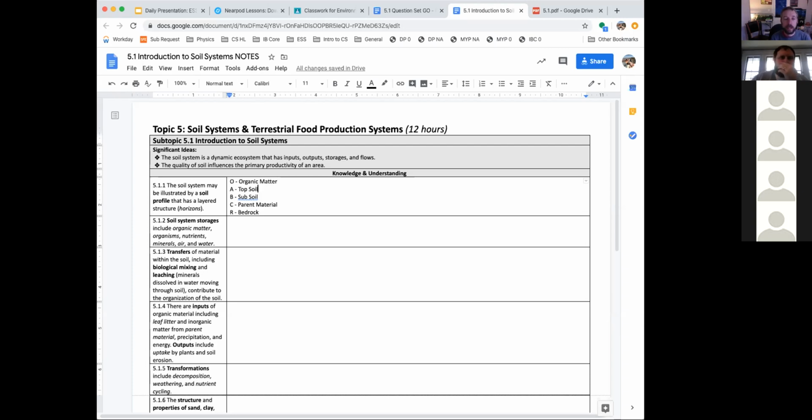Okay, so you can think of this as from bottom to top, the biggest down to the smallest particles. All right, the least usable to the most usable.